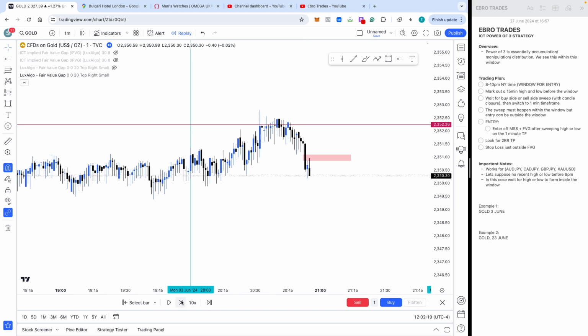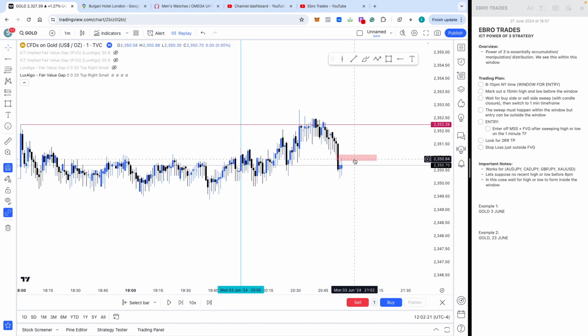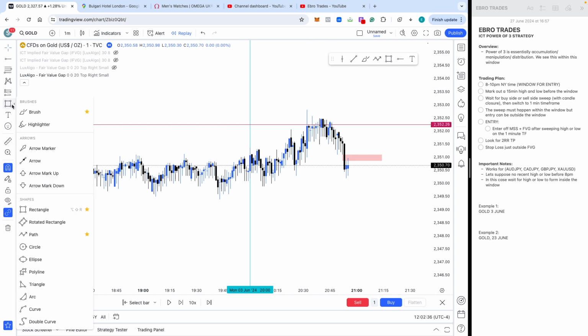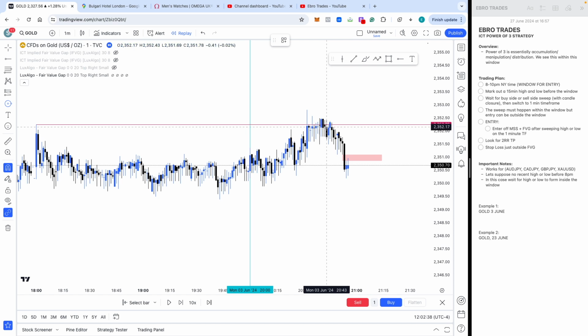All right, so here's a fair value gap right here. We've got our break of structure to the downside. We can see that we were bullish, we're bearish. The break of structure actually happened somewhere here. So we can see we've got a lower high that forms here. So our break of structure technically was formed here.